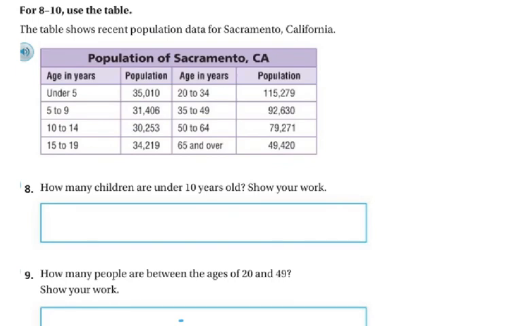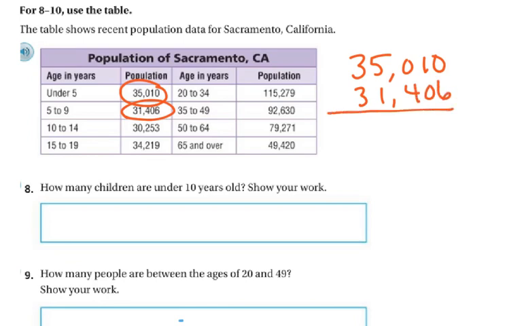So let's go ahead and do a little workspace over here. So I need the 35,010, and then I need the 31,406. And I cannot stress enough for you to line your numbers up, line your place values up. So 6 plus 0 is 6, 1 plus 0 is 1, 4 plus 0 is 4, 5 plus 1 is 6, and 3 plus 3 is 6.